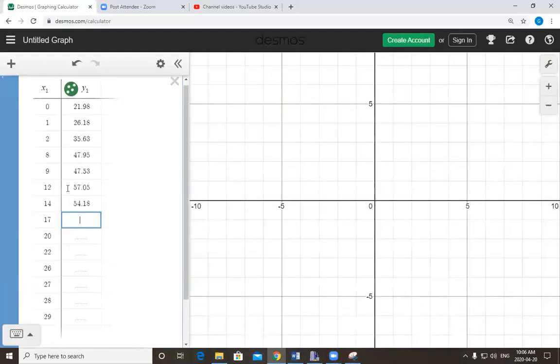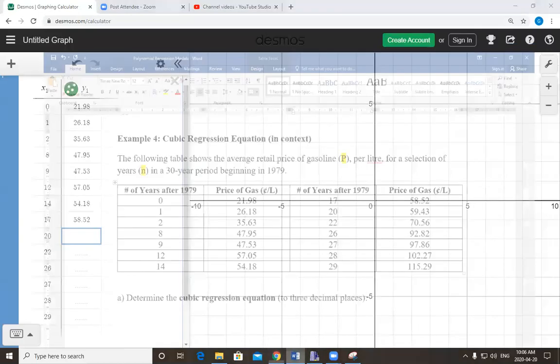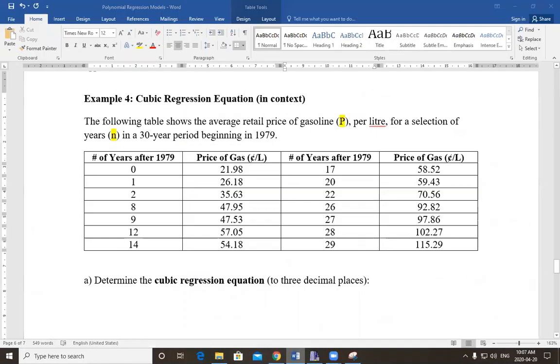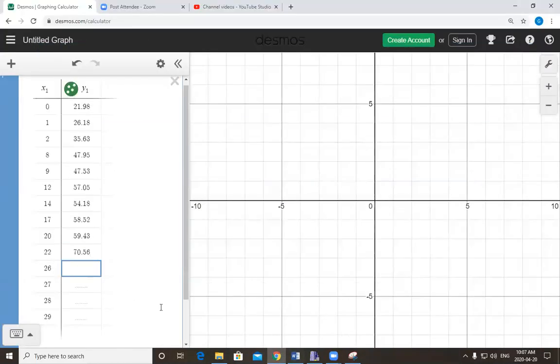Okay, so now price per liter: 58.52. 59.43. 70.56. 92.82. 97.86. 102.27. And up 115.29. So we have all our data entered. It's a lot of data points. Make sure we have them.